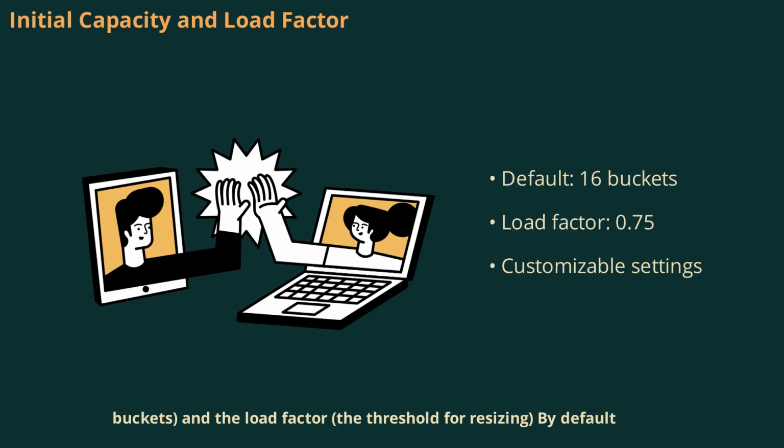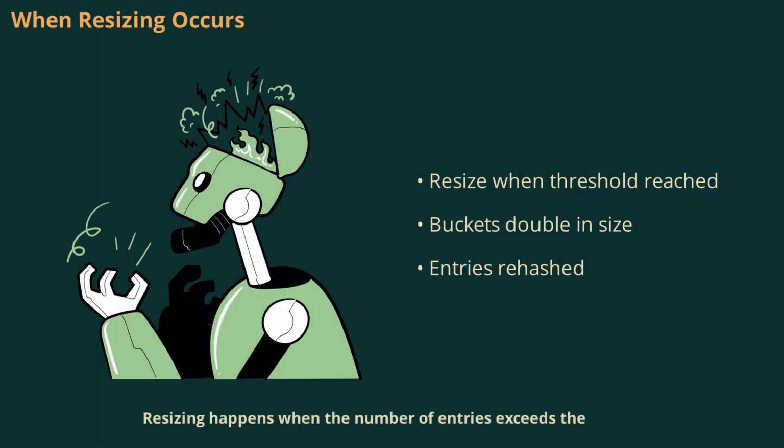By default, HashMap starts with 16 buckets and a load factor of 0.75. This means resizing happens when the map is 75% full, balancing memory usage and performance. Resizing happens when the number of entries exceeds the product of the load factor and the current capacity. For example, with 16 buckets and a load factor of 0.75, resizing occurs after 12 entries. When resizing, the number of buckets doubles and all existing entries are rehashed and redistributed.